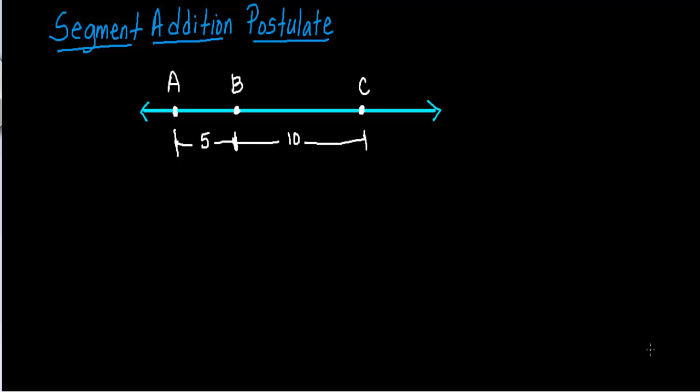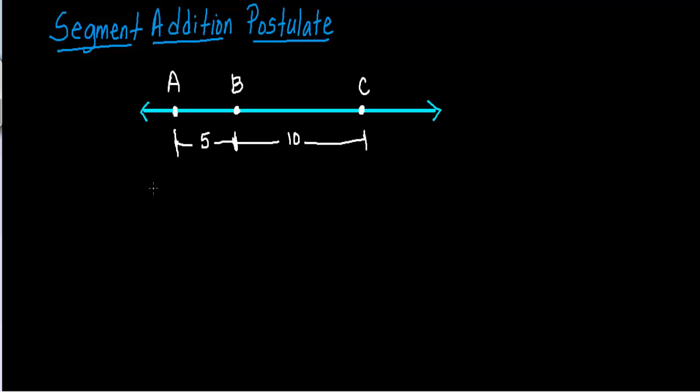Segment addition postulate, we are still in section 1.5. First I want to give you an example and then you can understand better what this postulate says. Here I have a line. We can call this line AB or BC or AC, or all those different combinations. I've described here that I have points A, B, and C on this line, and the distance between A and B is 5, and the distance between B and C is 10.